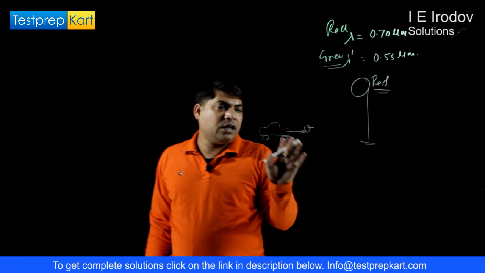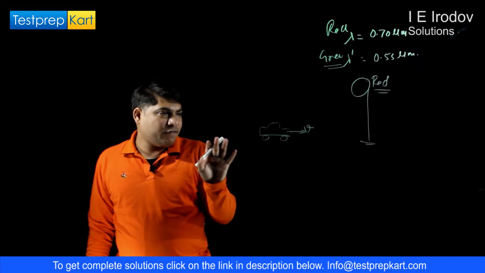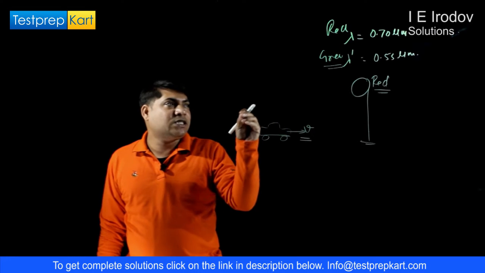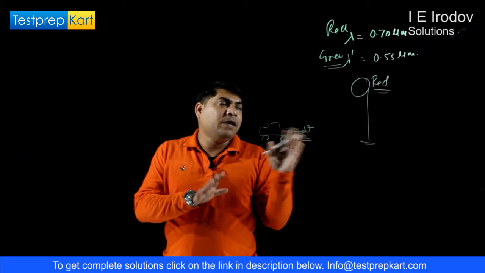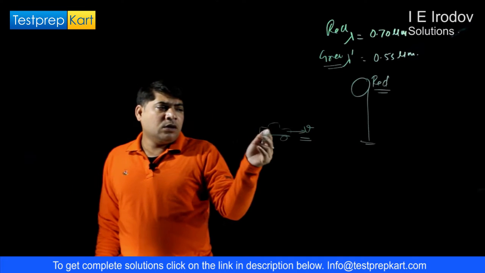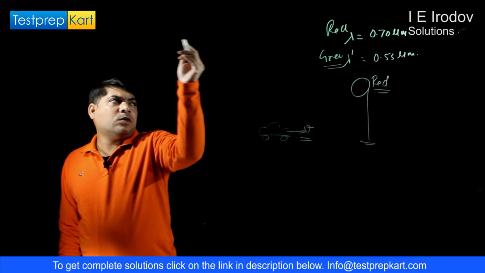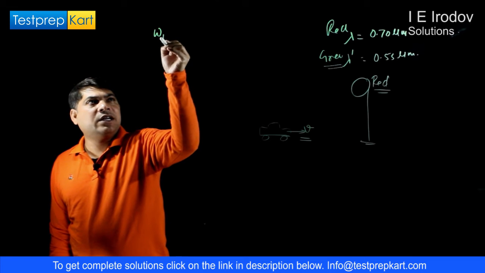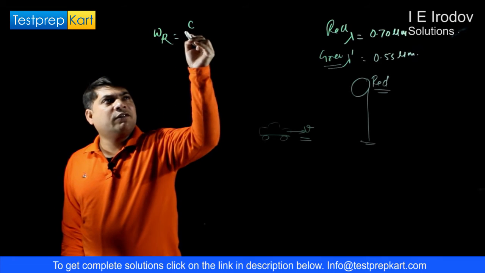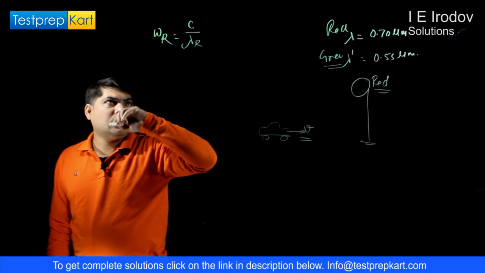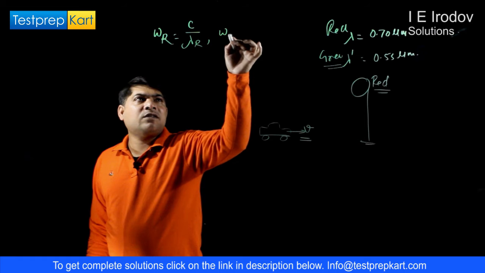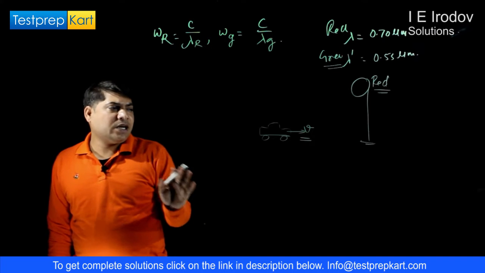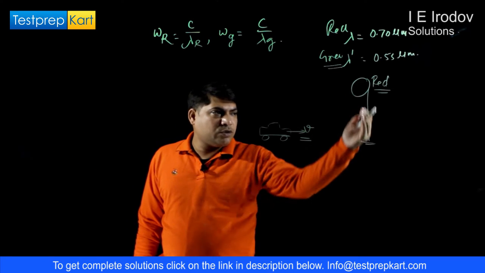So first we can apply Doppler's concept, that if this driver is an observer moving towards the source, then it will experience some frequency shift or there is some change in wavelength, right? So the frequency of red light, which is being generated by this source, can be calculated as omega red equals speed of light upon wavelength lambda red, right? And the frequency of green light, which is received by this driver, is equal to C over lambda green, right? So it is the typical case when the observer is moving towards the source and the source is stationary.